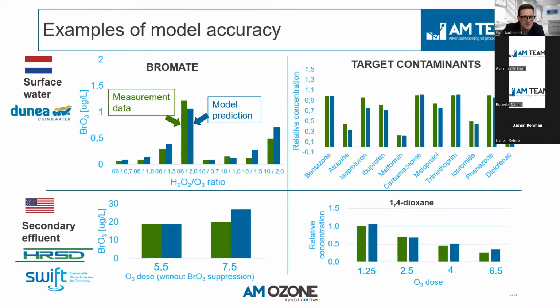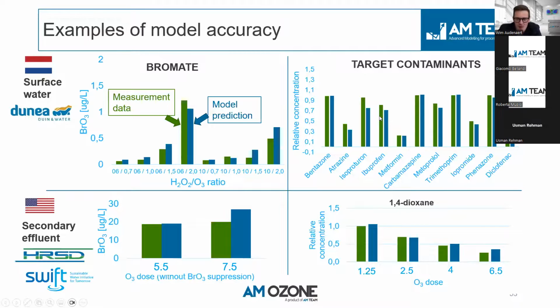One of those examples here are a surface water plant and a secondary effluent plant, where you can see, for example, comparisons. We have many of those, but some simple comparisons of measurement data, always in green, versus prediction of the model. So, for example, this is bromate at the left in secondary effluent in a project in the US, Swift. And then we have bromate in a Dutch drinking water treatment plant. And at the right, you can see the target contaminants. And here you can see the different reactivities that are taken into account.